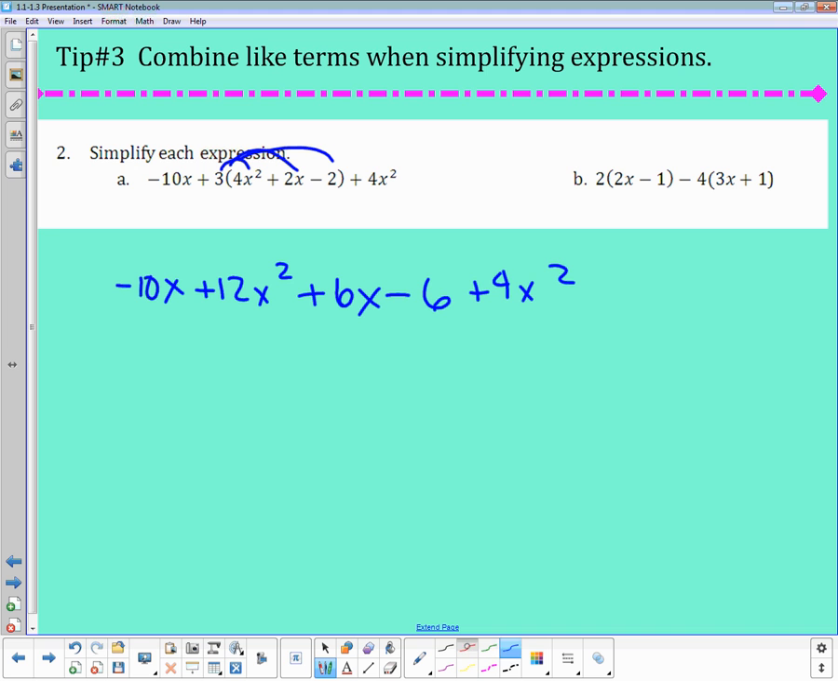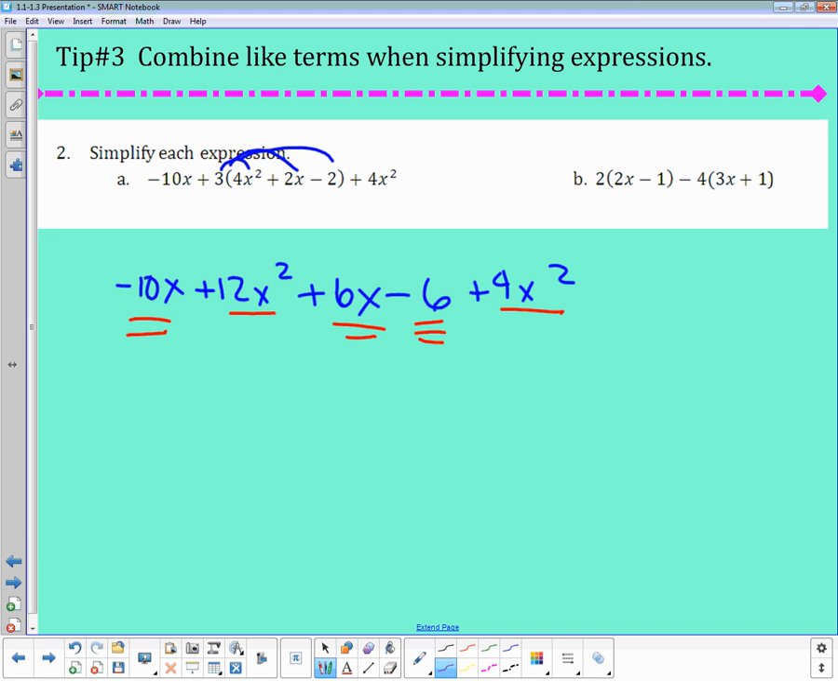Now I'm just going to group my like terms. Like terms that I have, here's an x squared and an x squared. Here's an x and an x, and then my constant is alone. I kind of like to underline them and put them together that way. So I'm going to do that.